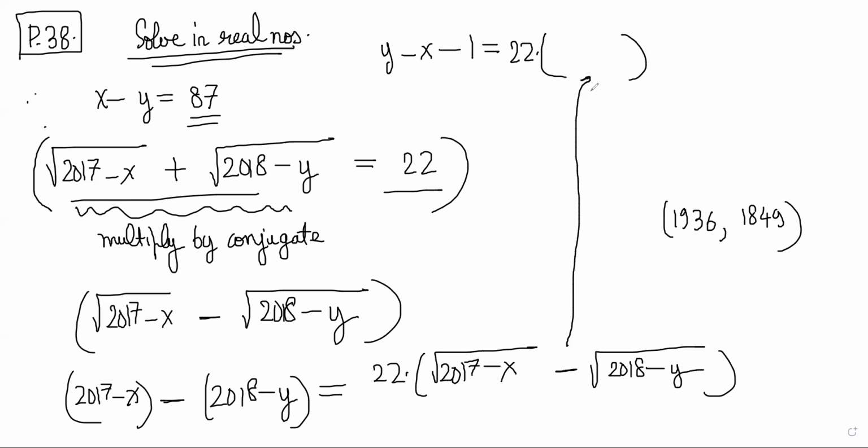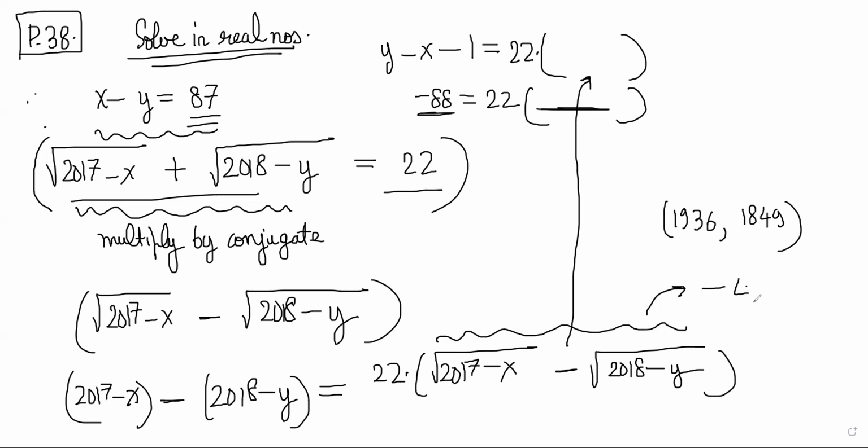Right? And we already know y minus x is minus 87, right? So this is minus 87 minus 1, so minus 88, right? So this thing is becoming simply minus 4, right? So if it is coming as minus 4, and you already know the conjugate of it is 22, it is super easy to solve.